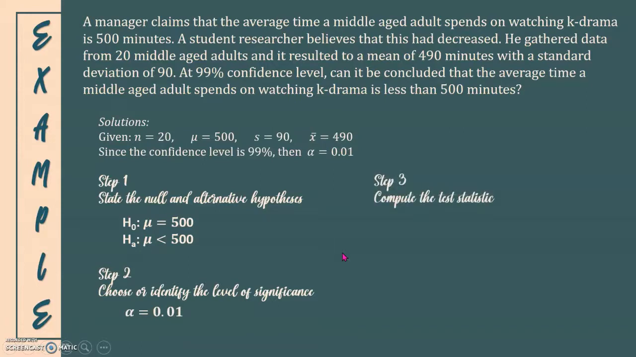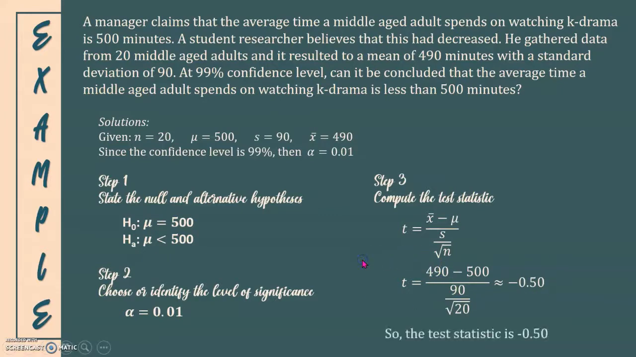Step 3, compute the test statistic. So computing for the test statistic, we'll use the formula t is equal to x bar minus mu all over s divided by the square root of n. So plug in our values to the formula. We have 490 minus 500 all over 90 divided by the square root of 20, which is approximately equal to negative 0.50. So our computed test statistic is negative 0.50.